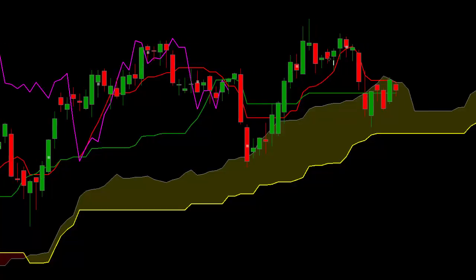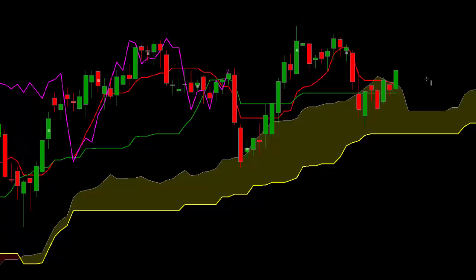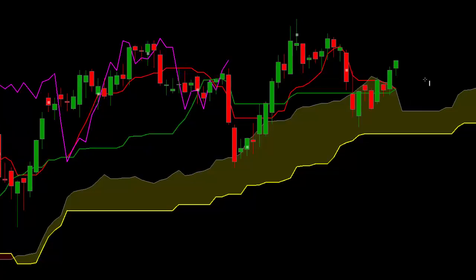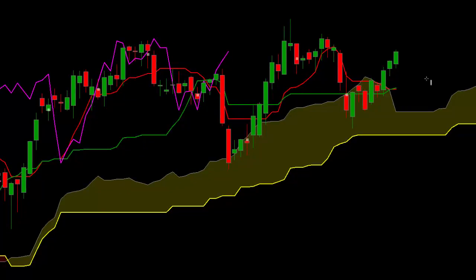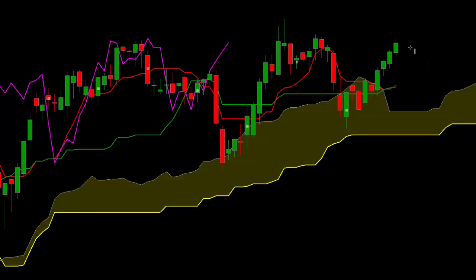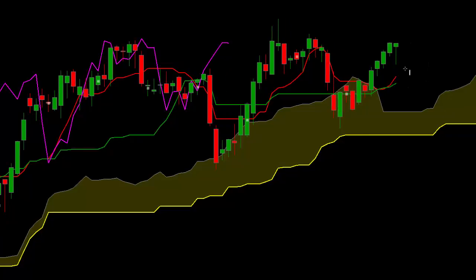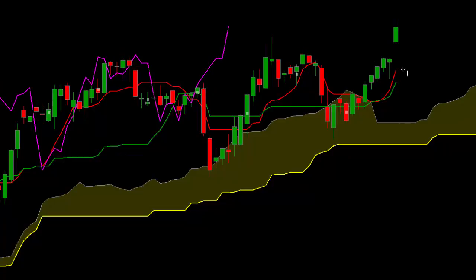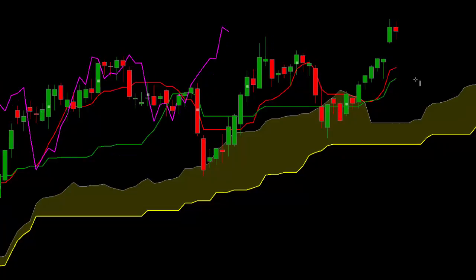You also want to make sure that you're above the cloud or below the cloud to tell you if you're bullish or bearish. If all your lines are pointing in the direction of price, that means that you're breaking new highs and something is going bullish. The reverse would be true for bearish.